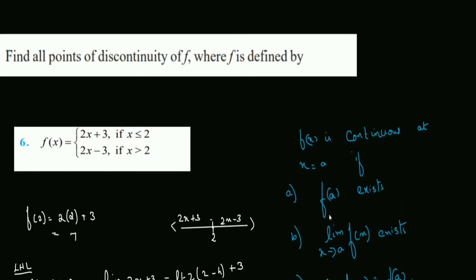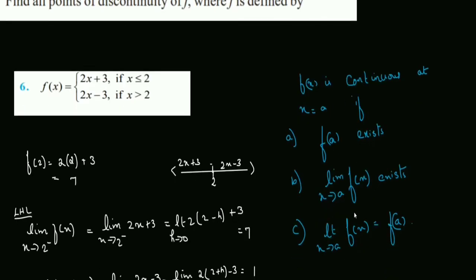Now, when will you say a function is continuous? A function is continuous at a point a if, first, the function is defined at a. That means f of a exists. Second, the limit value exists. Then the limit value should also be equal to the function value. Only then we say the function is continuous at a point.